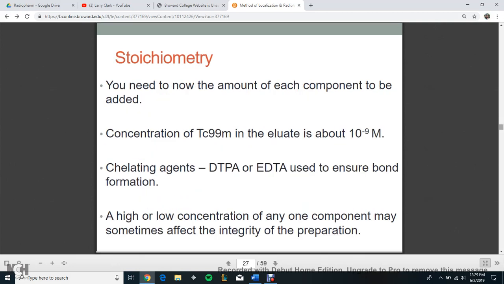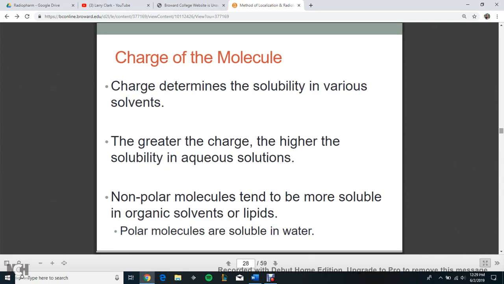Stoichiometry. You need to know the amount of each component to be added. Concentration of technetium-99m in the eluate is about 10 to the negative 9th M. Chelating agents, DTPA or EDTA, used to ensure bond formation. A high or low concentration of any one component may sometimes affect the integrity of the preparation.